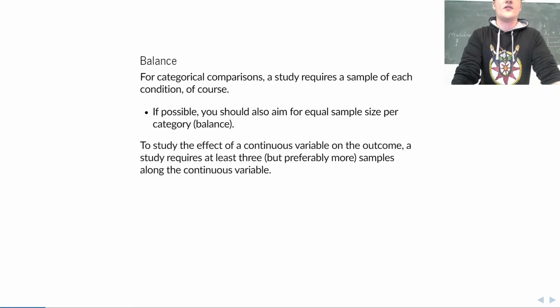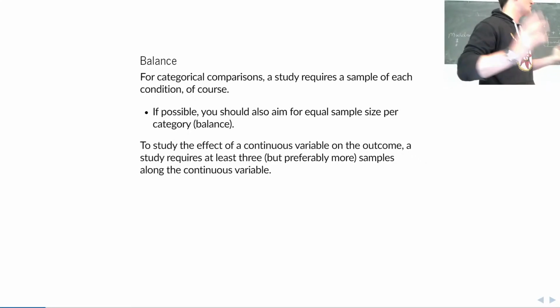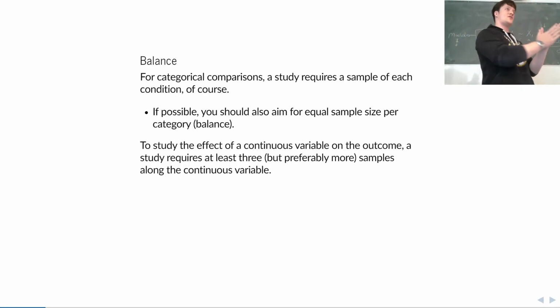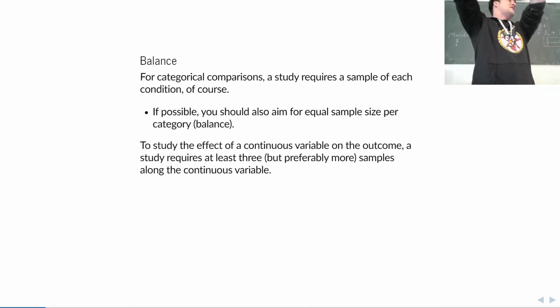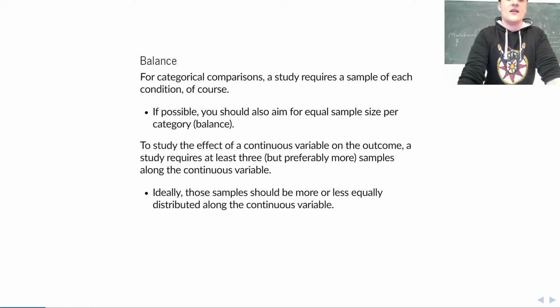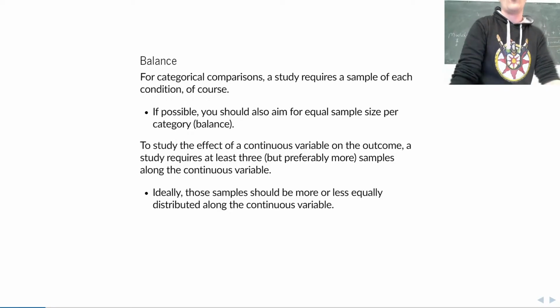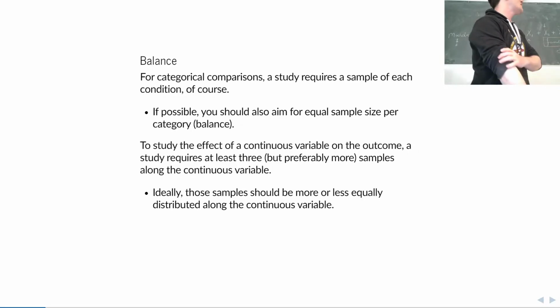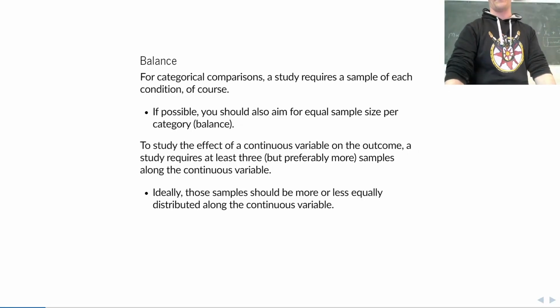Okay, if you are studying a continuous variable, it's a bit harder to explain what balance is because there aren't groups, right? It's a range across which you can sample, but still you can have balance across a continuous variable by uniformly distributing your sample across different ranges of concentration, for example. And if you only have one observation of a low concentration and a lot of observations at the higher concentrations, that would be unbalanced in this case. Ideally you want your samples to be more or less equally distributed along continuous and along categorical variables.